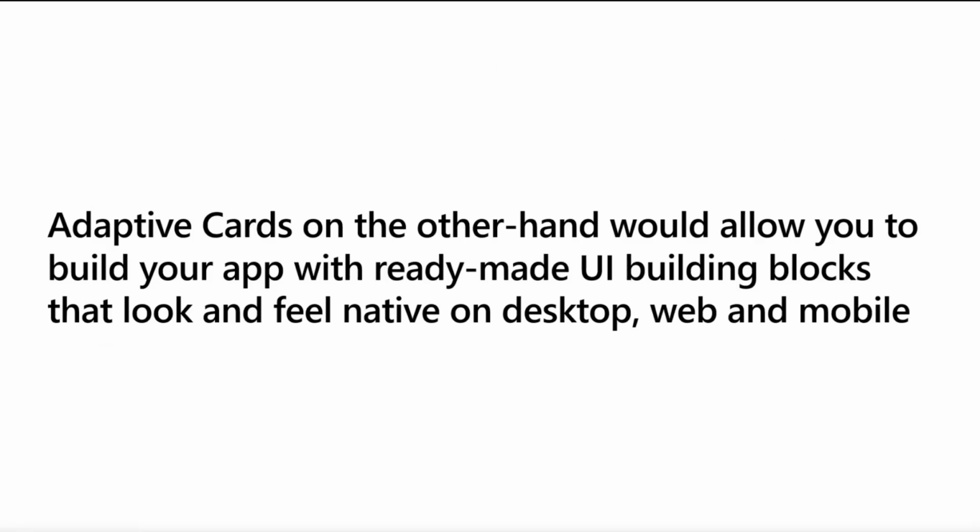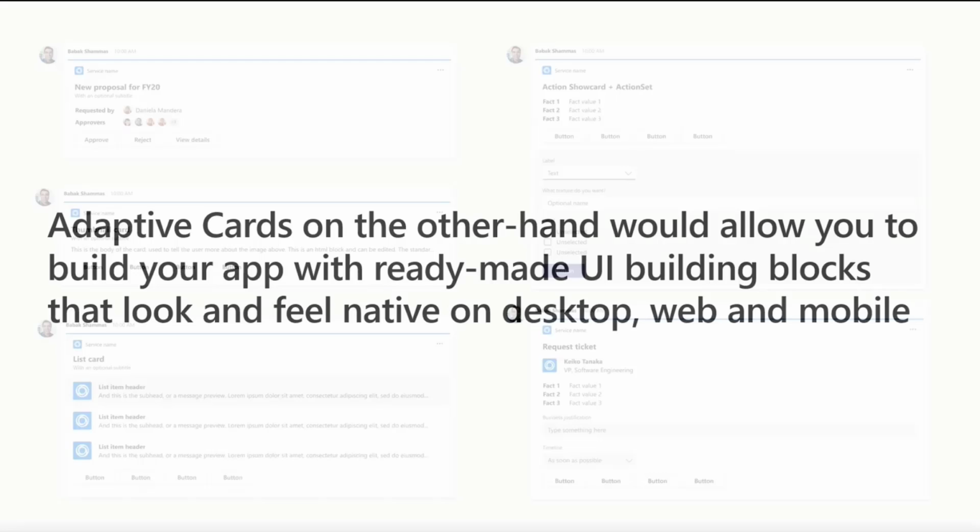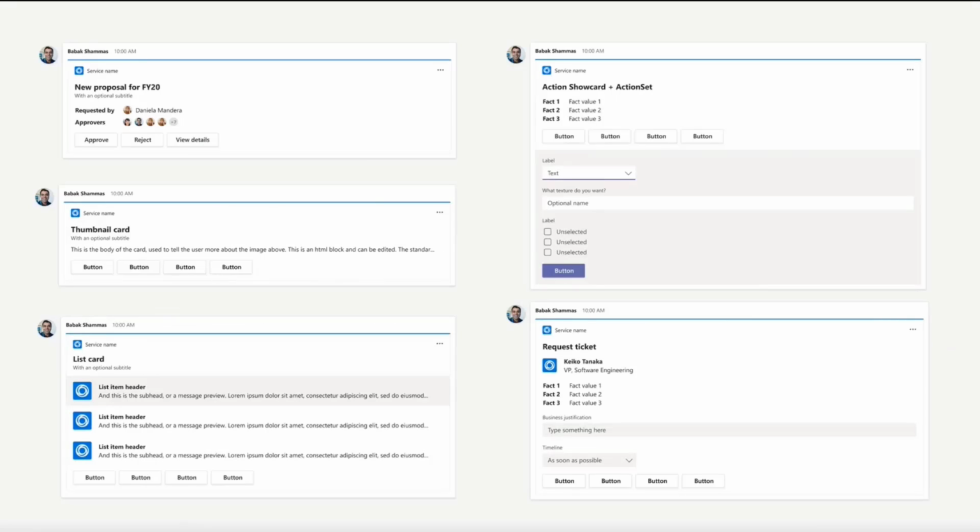sign-on. Now, building with adaptive cards, on the other hand, would allow you to build your app with ready-made UI building blocks that look and feel native on desktop, web, and mobile. For those of you that aren't familiar with adaptive cards, they're usually attached as these rich interactive UI snippets in a message body, often sent either by a user or a bot, kind of like these examples here.